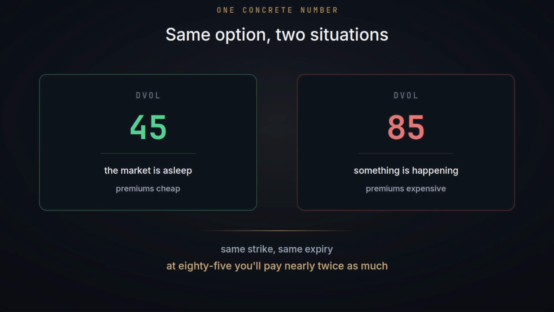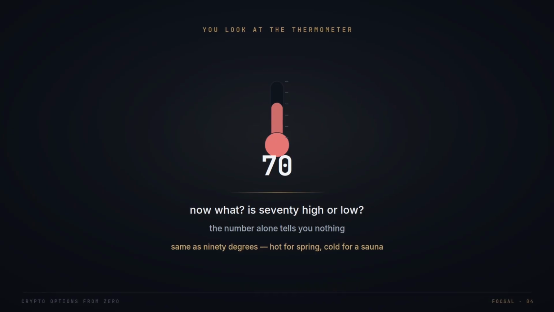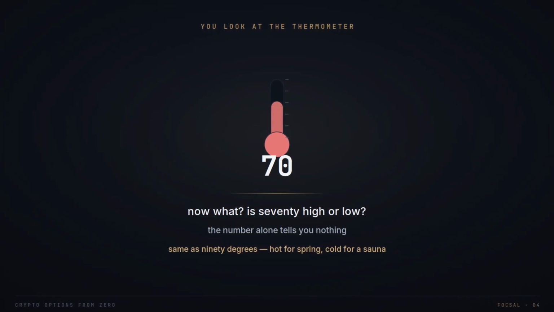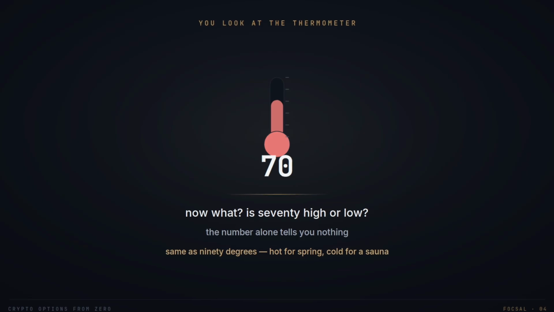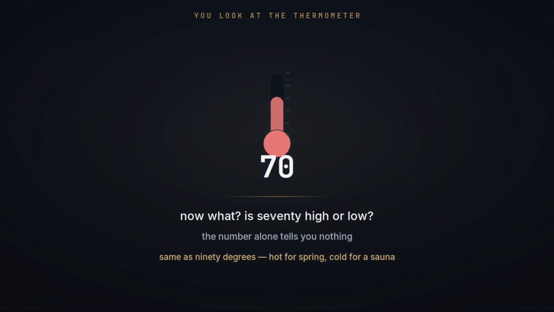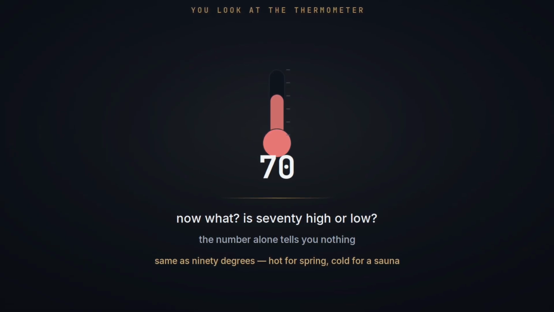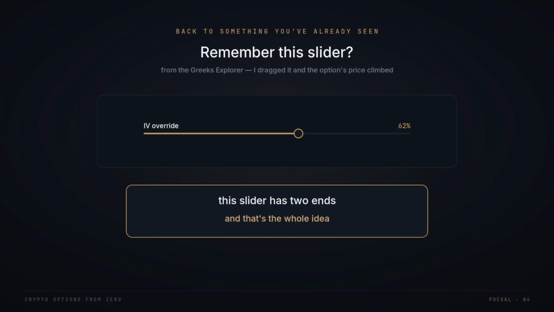All right, you look at the thermometer and it reads 70. Now what? Is 70 high or low? The number on its own tells you nothing. Same as 90 degrees. That's hot for spring and cold for a sauna. You need a reference point. And for that, we go back to something you've already seen.